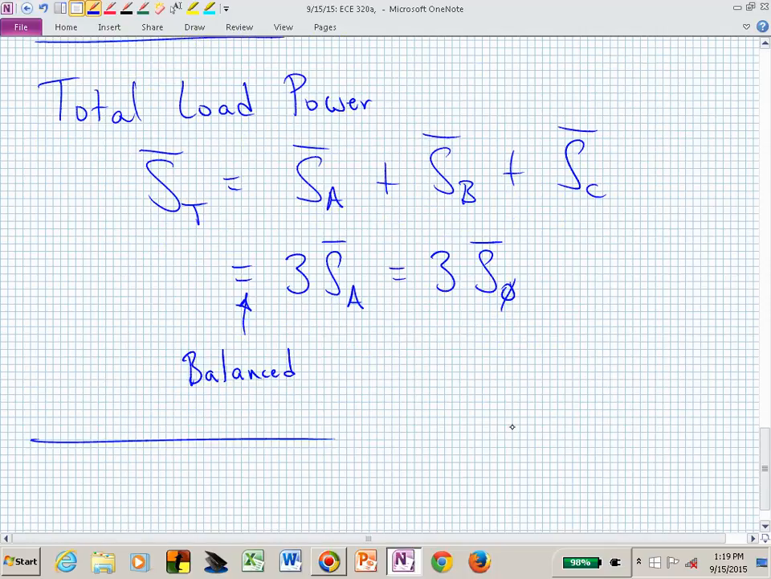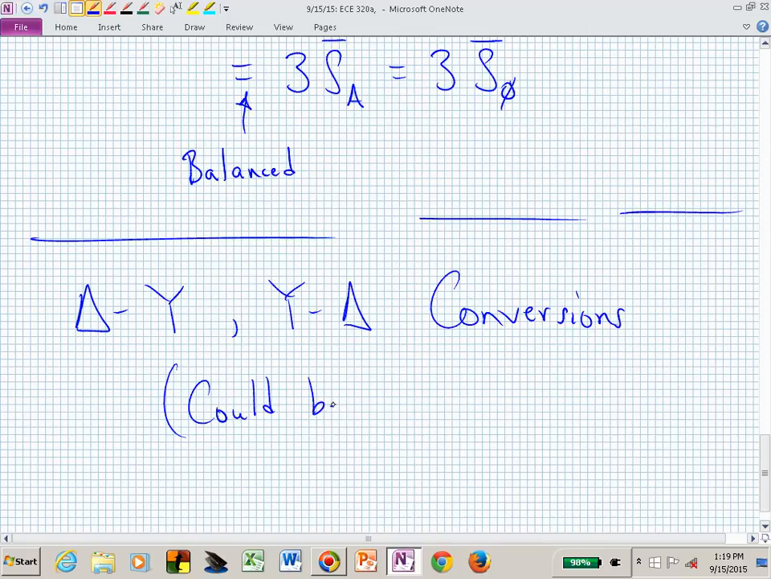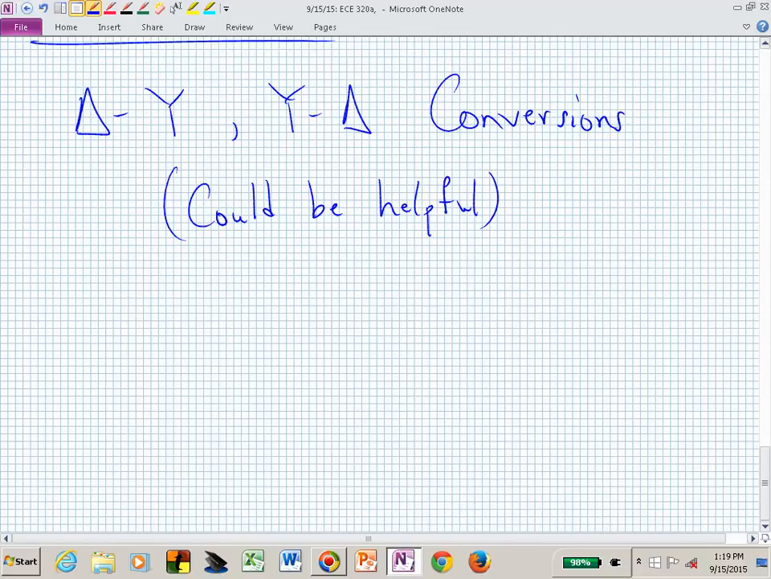Now, to get you started with some of these problems, if you were trying to do delta to Y or Y to delta conversions, did you do that in 220? So you know where those are at in the book? No, it's allowed now. But if we were doing impedances, I've tried to find those.